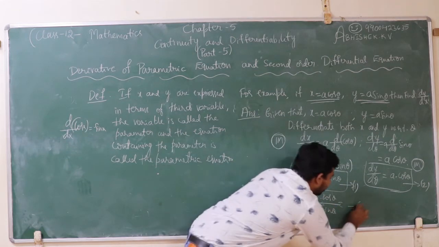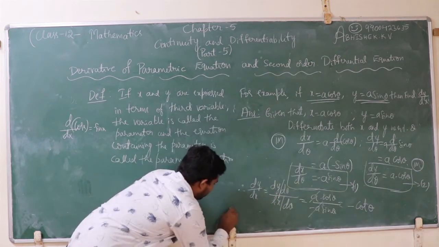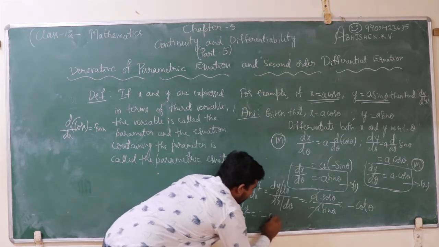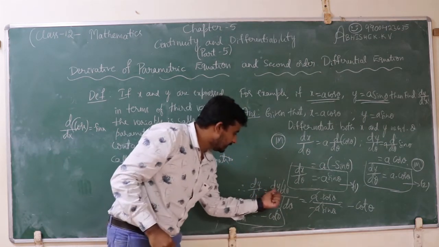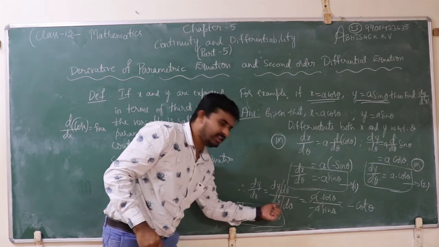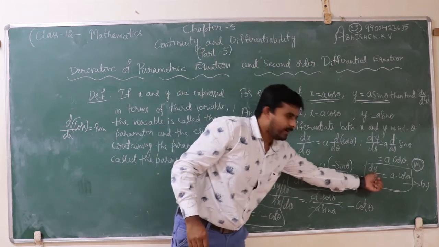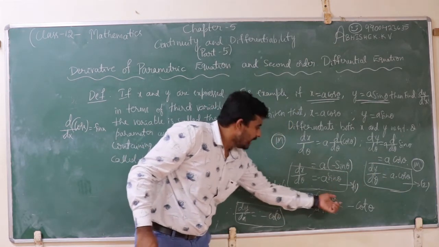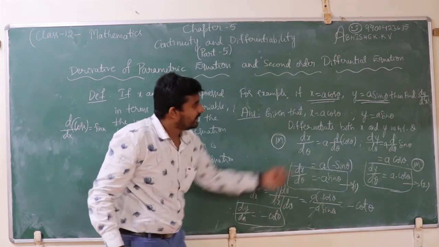Cos theta by sin theta is what? Cot theta. Therefore dy by dx is equal to minus cot theta. We get this by substituting dy by d theta, whole thing divided by dx by d theta. We already found dy by d theta in equation 2 and dx by d theta in equation 1. Substitute that, and cos theta by sin theta is cot theta. We are getting dy by dx.